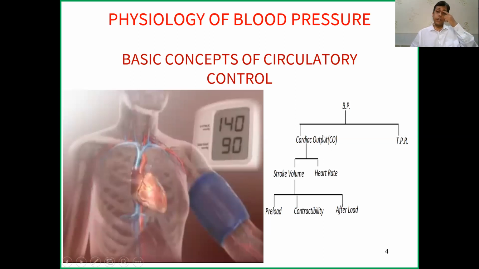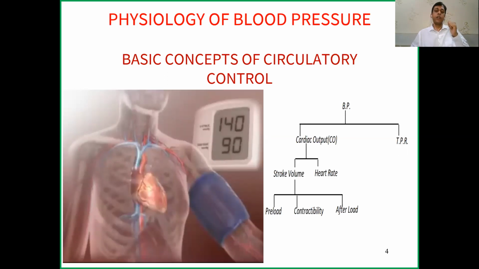So BP is controlled by cardiac output and total peripheral resistance. Systolic pressure is controlled by cardiac output, and diastolic pressure depends on the total peripheral resistance. So if someone's systolic blood pressure is high, we can understand that for some reason the cardiac output is more. And if someone's diastolic pressure is high, that means their total peripheral resistance is high.